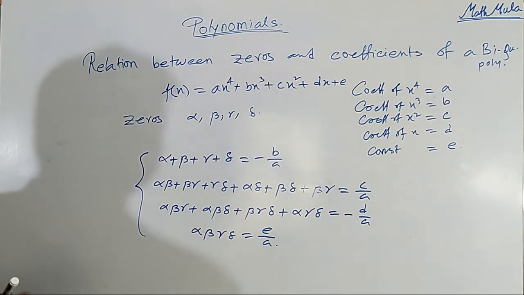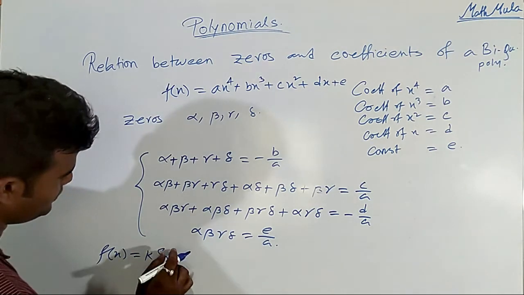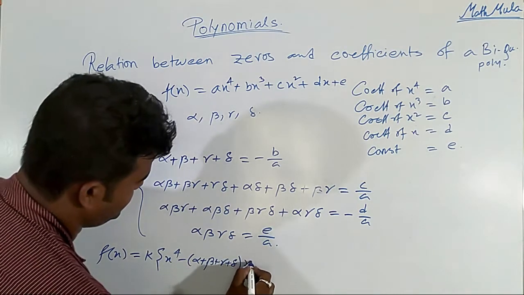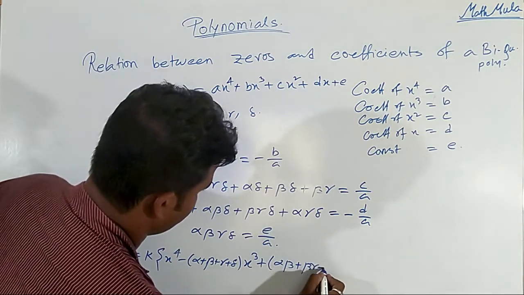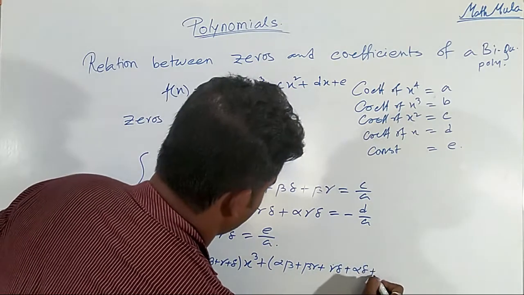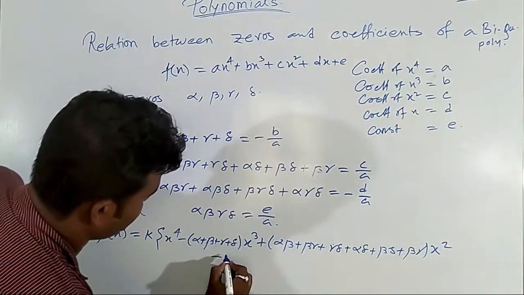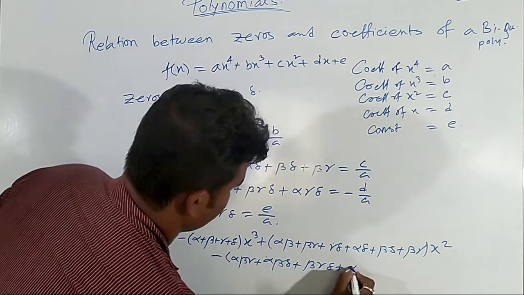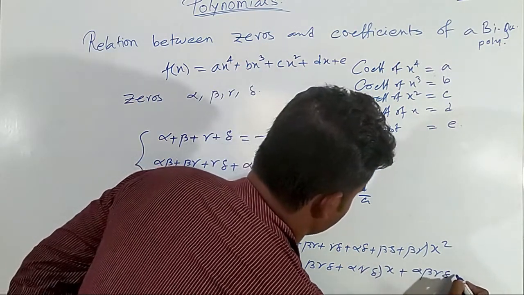And if the zeros are given, then the polynomial f of x will be f of x equals k of x to the power 4 minus alpha plus beta plus gamma plus delta, times x cube, plus alpha beta plus beta gamma plus gamma delta plus alpha delta plus alpha gamma plus beta delta, times x square, then minus alpha beta gamma plus alpha beta delta plus beta gamma delta plus alpha gamma delta, times x, plus alpha beta gamma delta. That's it.